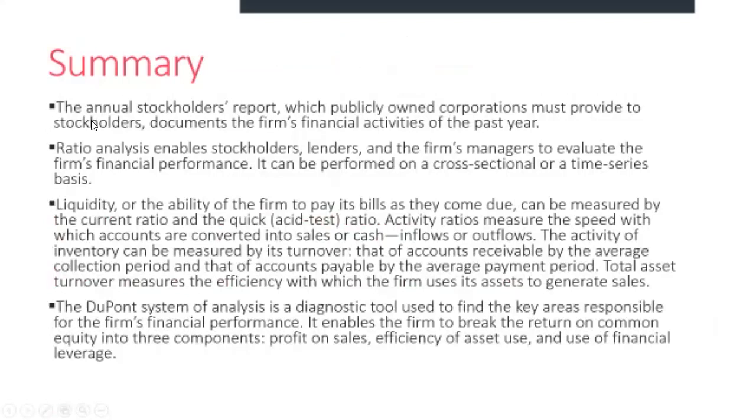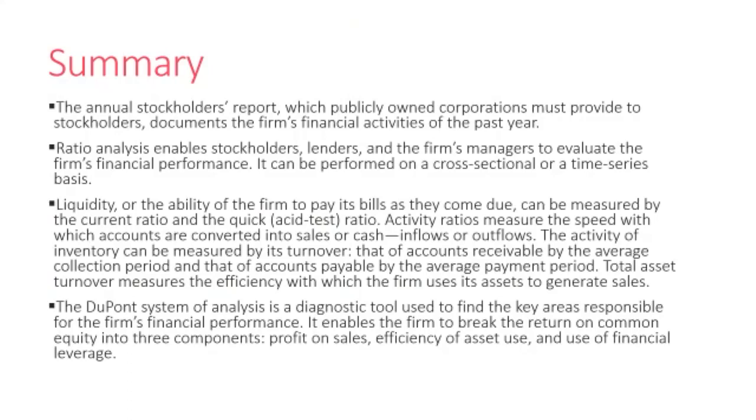Right, so to summarize, the annual stockholder report, which publicly owned corporations must provide every year. You see it in the newspapers, or you see it published on their websites. Once they're publicly traded, they must provide it to shareholders. Ratio analysis enables stockholders like yourself, lenders, the banks, and the firm's managers to evaluate the firm's financial performance. It can be performed on a cross-sectional or a time series basis. So cross-sectional is across industry and time series is across years.